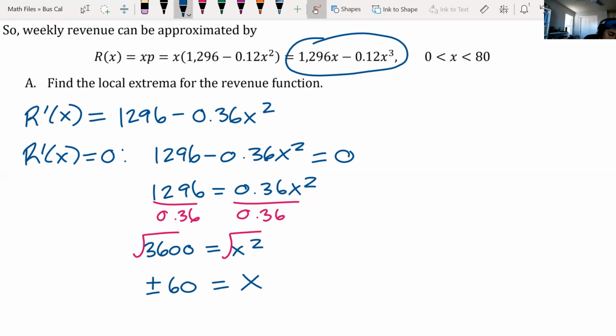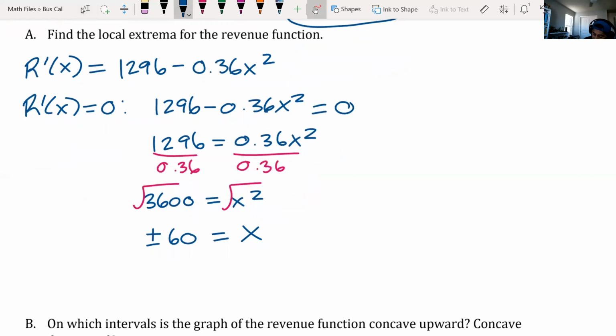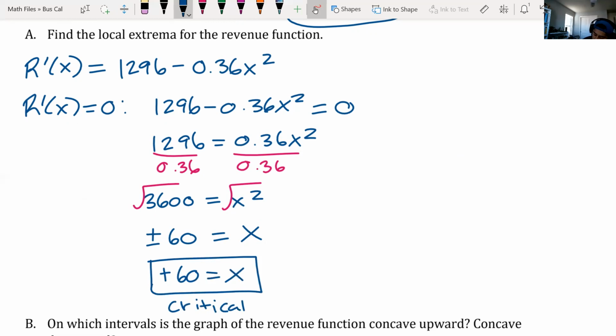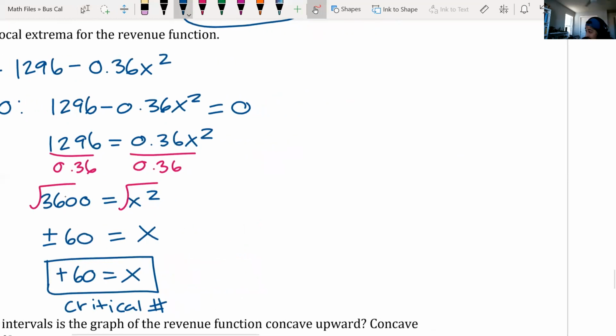Okay, but we're talking about a business model here. So which value do we not include? The negative. Good. We only take positive 60. This is my critical number, which means the next part is, unfortunately, a sign chart.